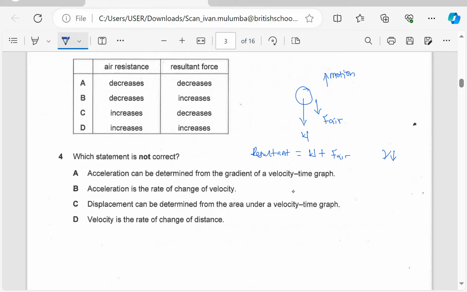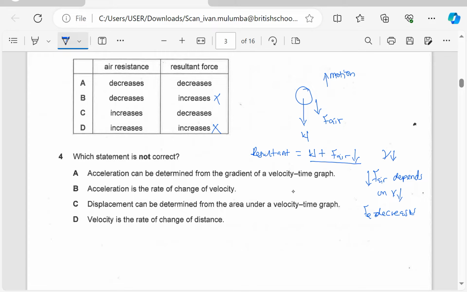And if V decreases, remember the force due to air resistance is dependent on V. If V decreases, it means the force due to air resistance also decreases. If the force due to air resistance decreases, this sum becomes smaller, therefore the resultant force decreases. So we know that the resultant force decreases, which excludes B and D. But then what happens to the air resistance?